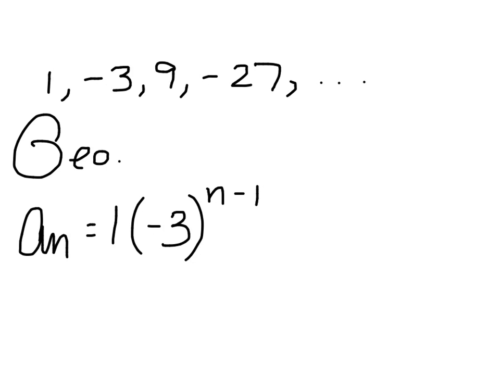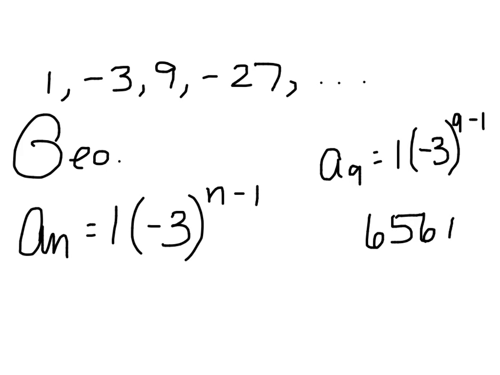Now as far as the ninth term, what? As far as finding the ninth term, negative 3, 9 minus 1. 9 minus 1 is 8. Negative 3 to the 8th power, first of all, should be positive. And 3 times 3 times 3 times 3 times 3 times 3 times 3 times 3. How much? 6,561.